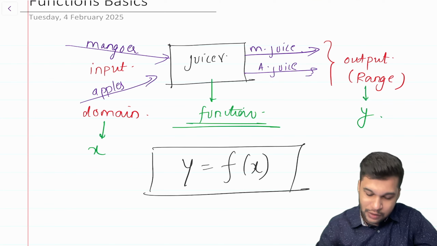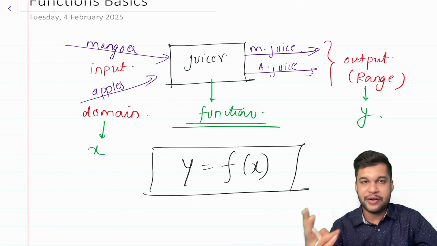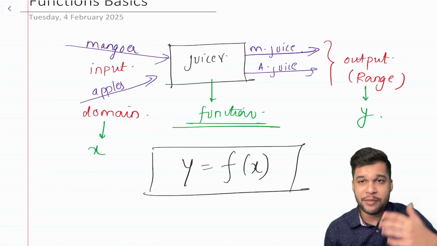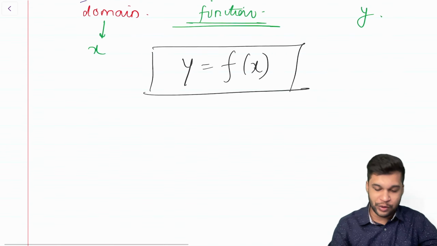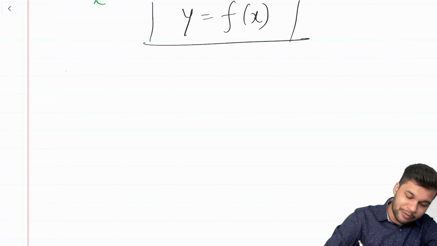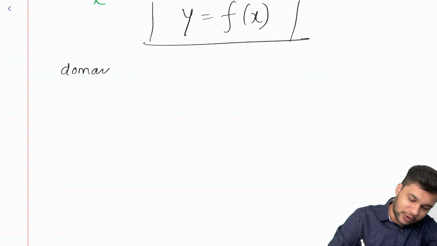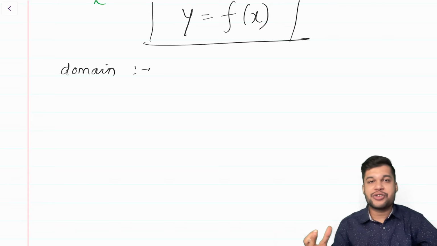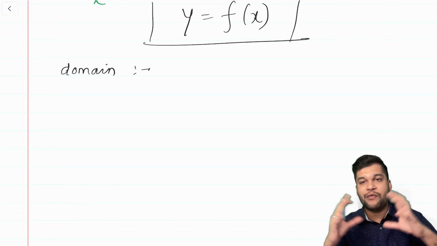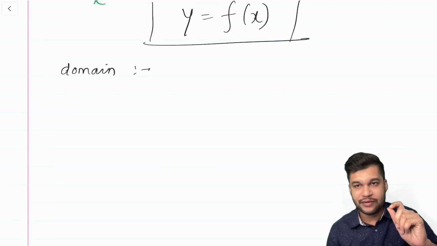Now there are two more things that I've added here. One is domain, one is range. What do I mean by domain? What do you mean by range? It's very important you know it. So what do you mean by domain? Domain of a function is nothing but the set of values that X can have in that function.